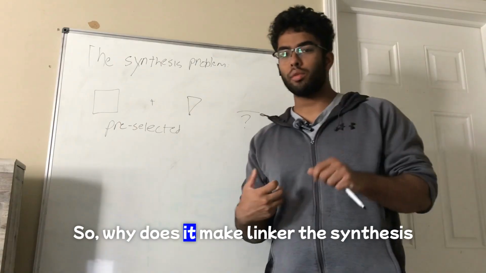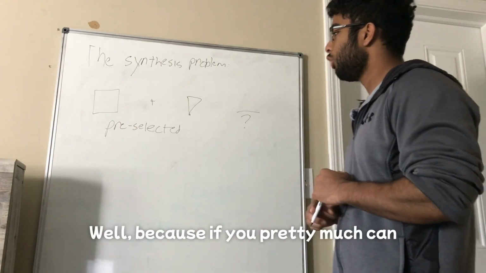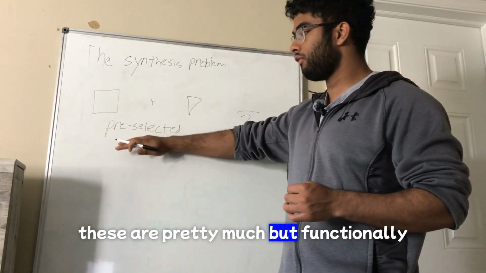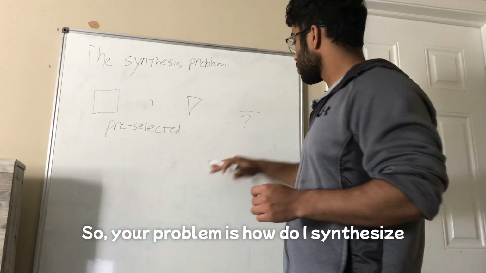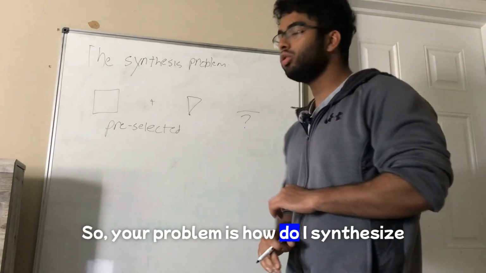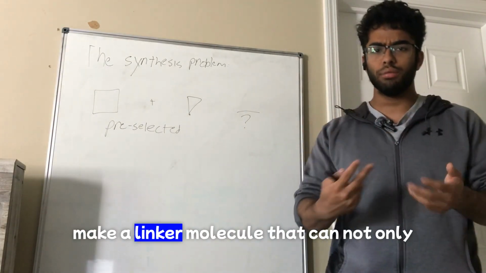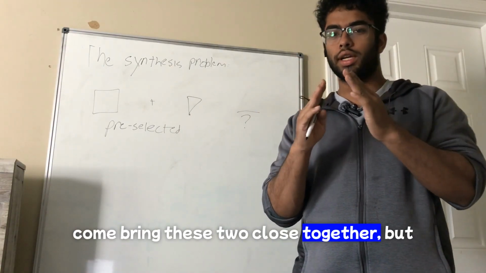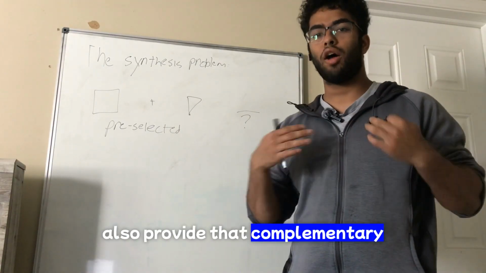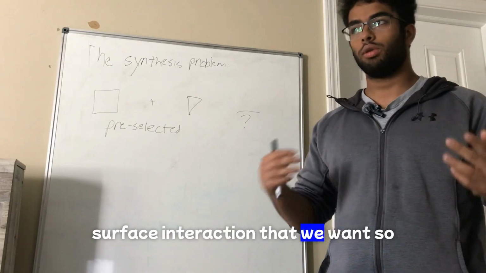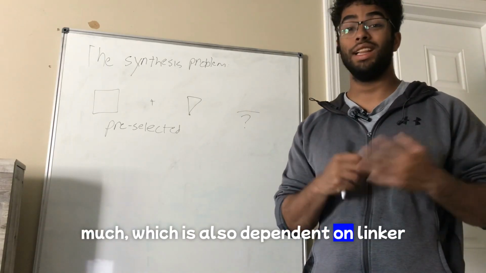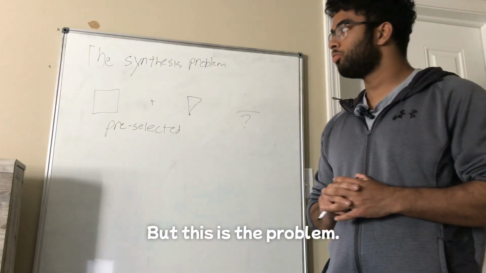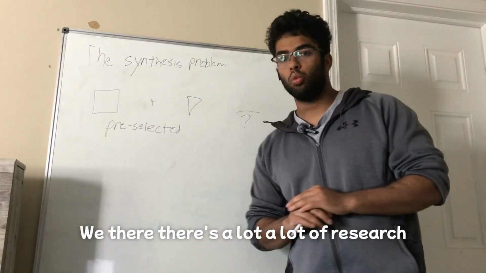Okay, so why does that make linkers a synthesis problem? Well, functionally these are pre-selected. So your problem is, how do I make a linker molecule that can not only bring these two close together, but also provide that complementary surface interaction that we want so much, which is also dependent on linker length and orientation and a lot of other things. But this is the problem.